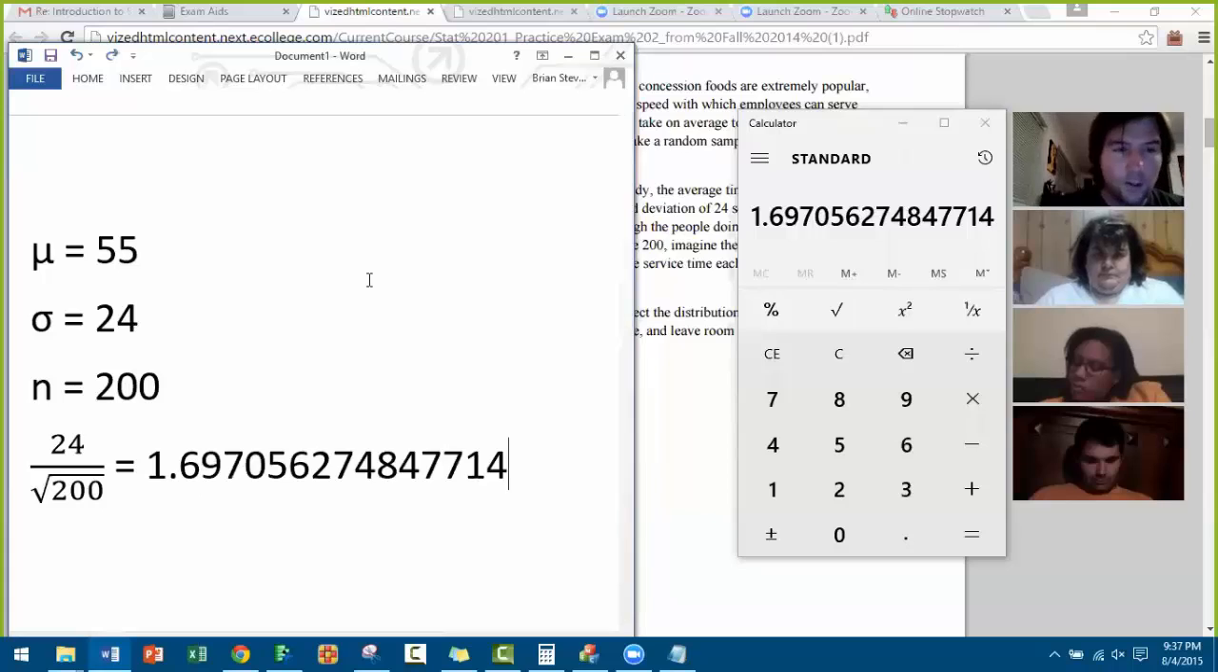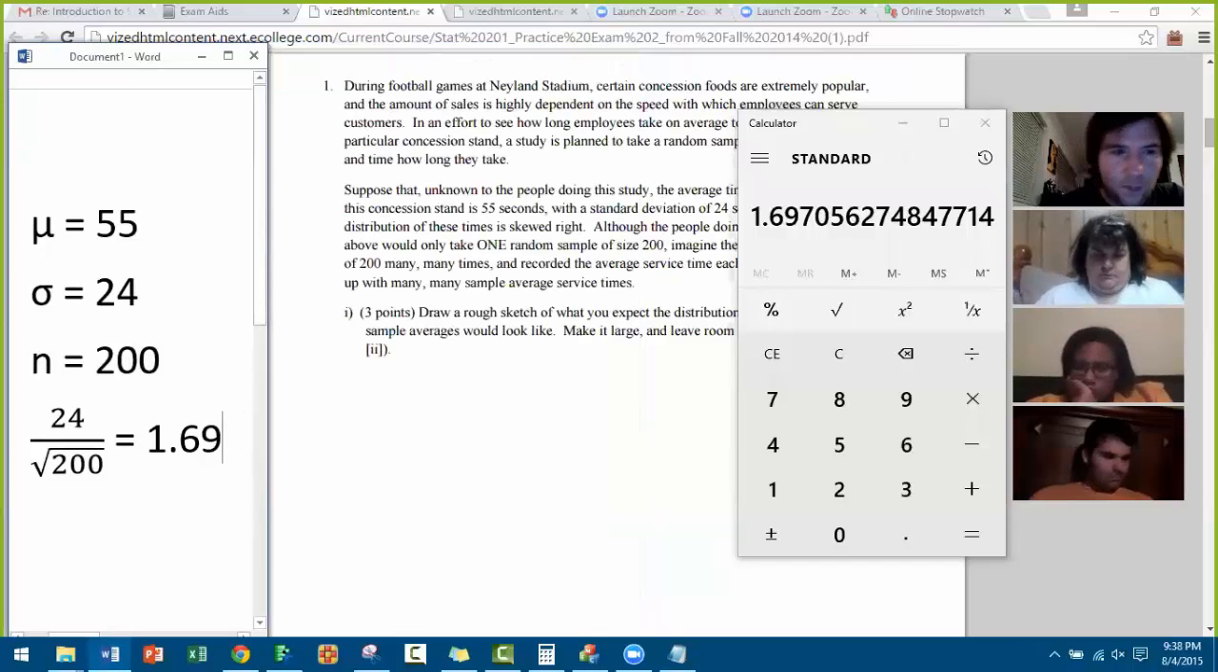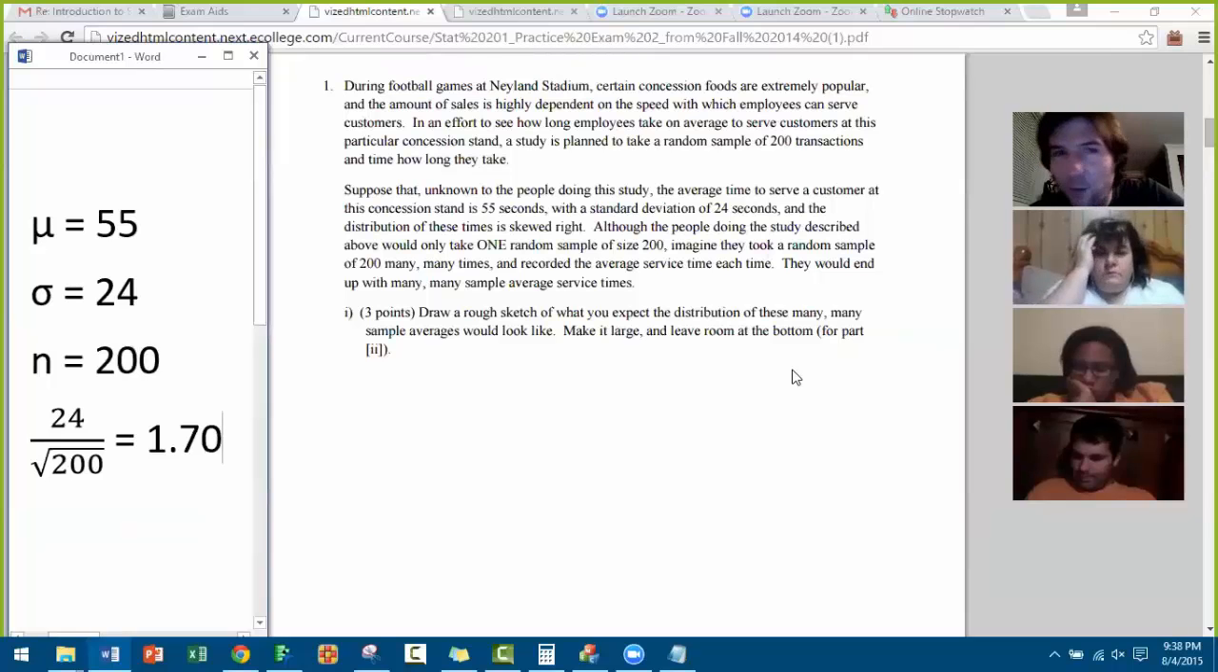Well, I guess it rounds then. Okay, so with this in mind right here, let's just make it really neat. There we go, rounds up. This is our new standard error for the distribution.